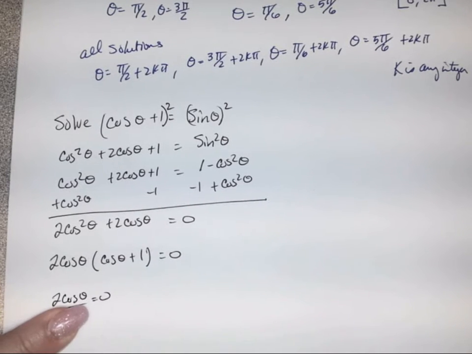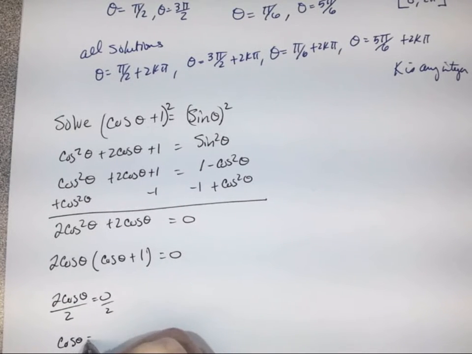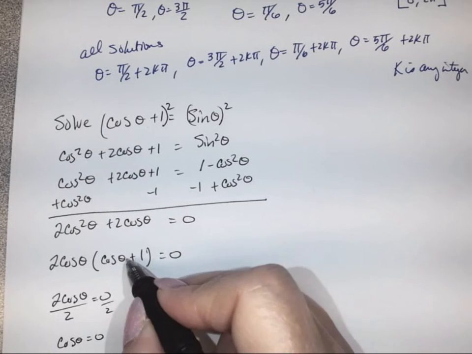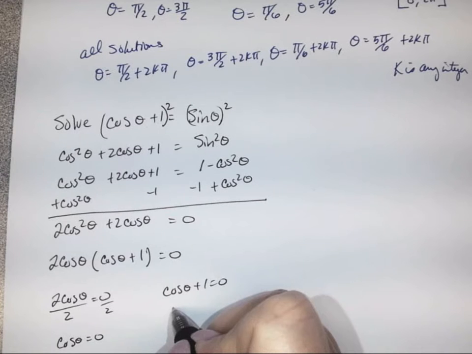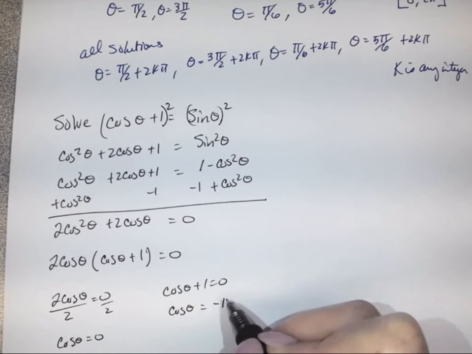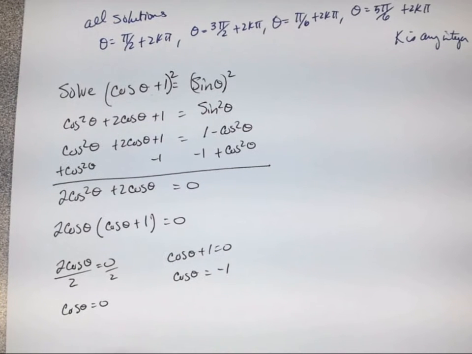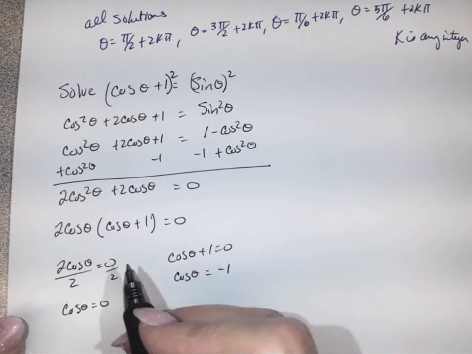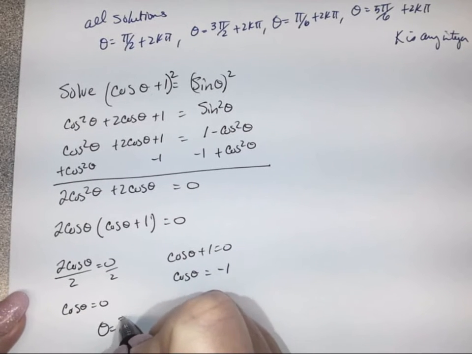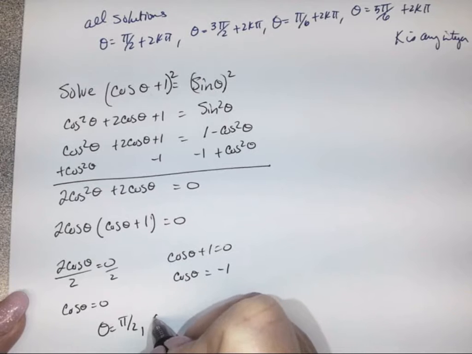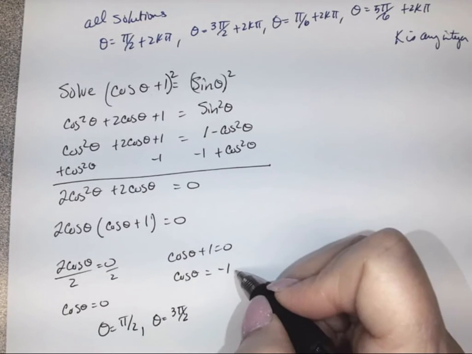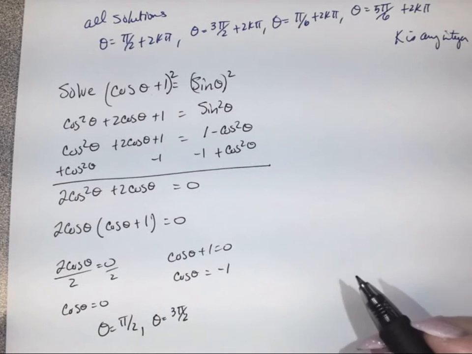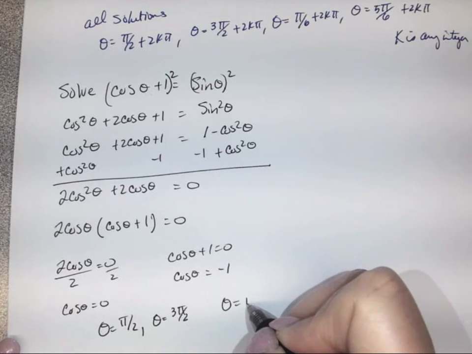2 cosine theta is equal to 0. I need to divide both sides by 2, and I get cosine theta equals 0. And then this part, I have cosine theta plus 1 equals 0, so cosine theta will be equal to negative 1 when I move that over. So cosine theta equals 0 gets me theta equals pi over 2, and theta will equal 3 pi over 2 at the y-intercepts. Cosine theta equals negative 1 is over on that x-intercept, where our theta is equal to pi.